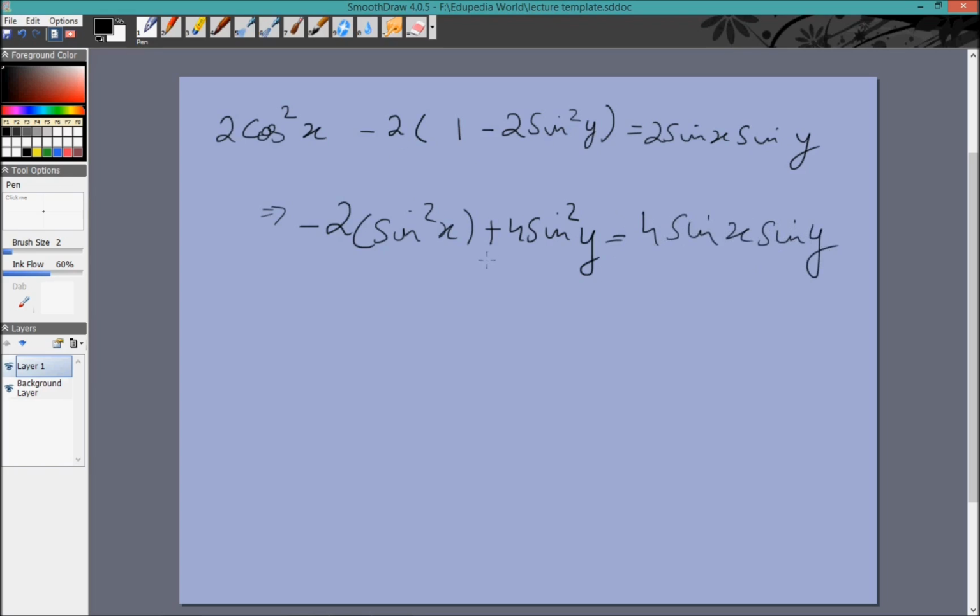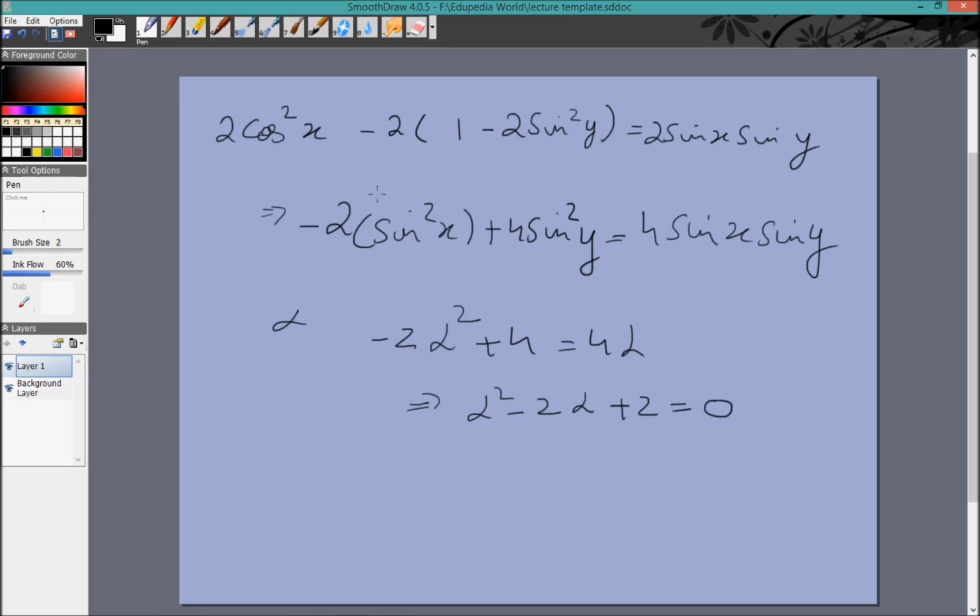Now we can divide by sin y, and sin x by sin y will simply be a by b, which is the ratio which we want to find out, right? So let's call that alpha, which is sin x by sin y, right? So we'll get minus 2 alpha squared plus 4 is equal to 4 alpha, which means alpha square minus 2 alpha plus 2 is equal to 0.